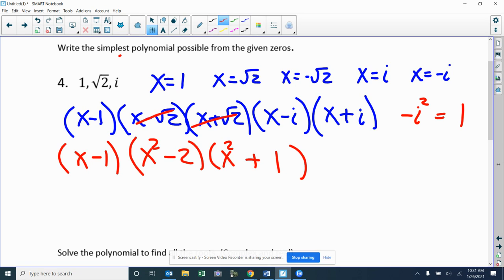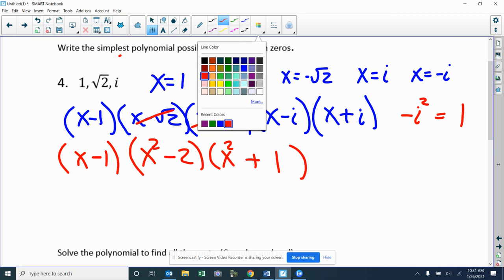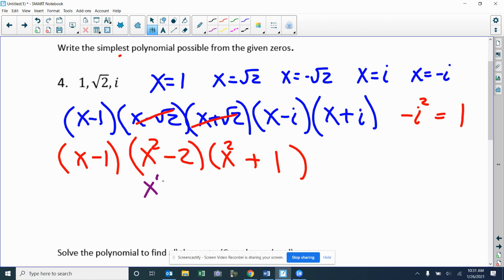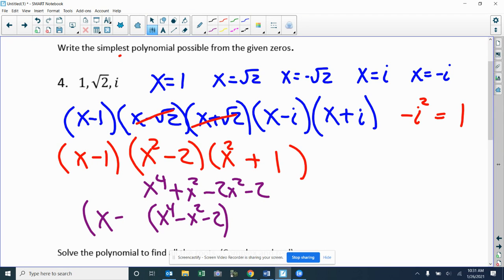All right. Now we got some foiling to do. I'm going to go ahead and do this part here, these two first. So here we go. X to the 4th, right? Plus x squared minus 2x squared minus 2. Combining like things. X to the 4th minus x squared minus 2. Because those combine. And I still have x minus 1 to multiply.